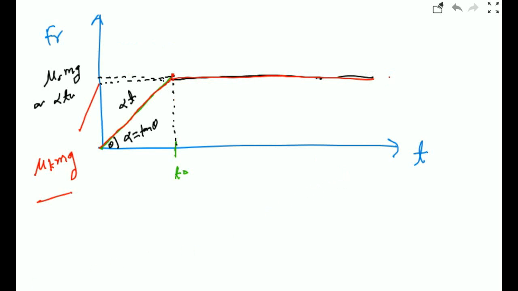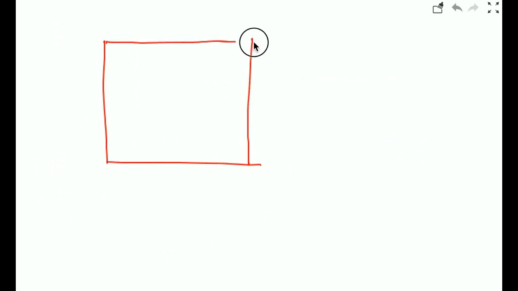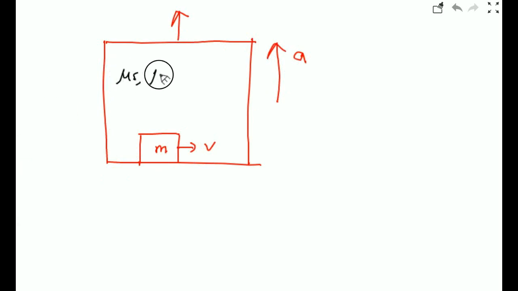Let's find the friction in a lift. Suppose you have a lift, and inside the lift one particle with mass m is moving with velocity v in this direction, and the lift is going with acceleration a in the upward direction. What about the friction force? Given mu s and mu k, but here you have to take mu k, because the particle is in motion. Of course, the friction force will act in this direction.